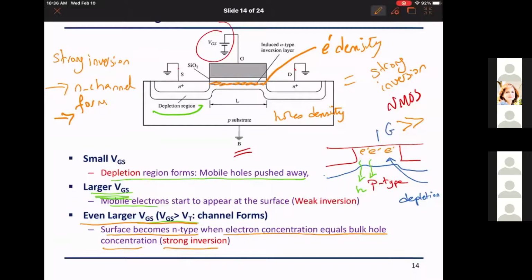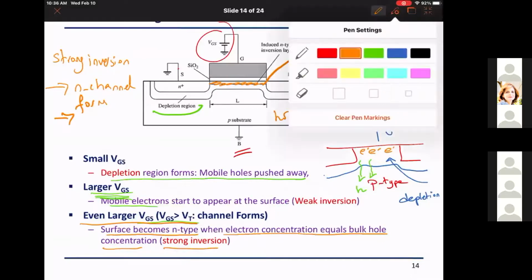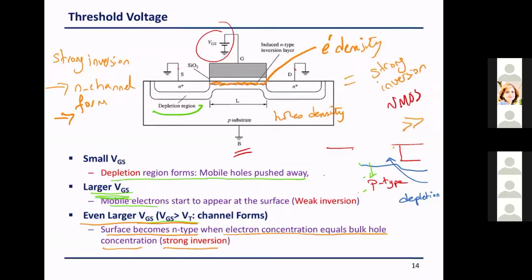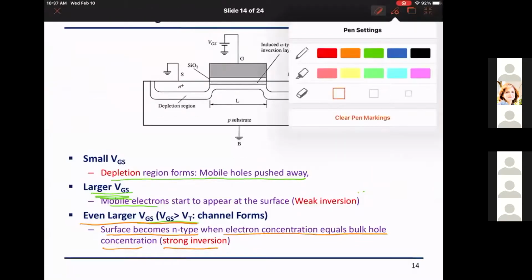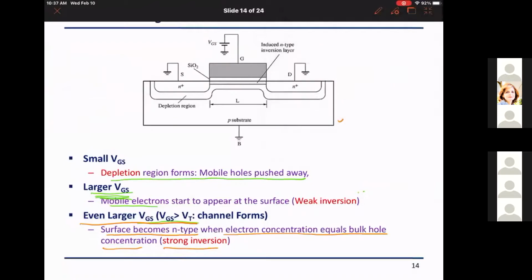In the end, let me erase all of this. So in the end, let us look at it here. What is the current? Later we will draw this and understand this, but let us draw it from now. What is the current in the saturation region? What is the current? It is I equals half K prime W over L times (VGS minus VT) all squared, right?